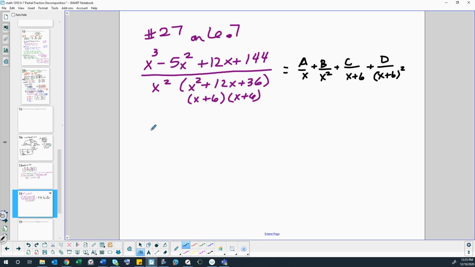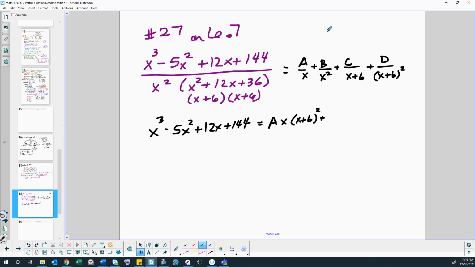So I multiply by my least common denominator. I'll have x cubed minus 5x squared plus 12x plus 144. I would cancel out the x with the a, but I would still have an x and an x plus 6 left. I would cancel out the x squared.